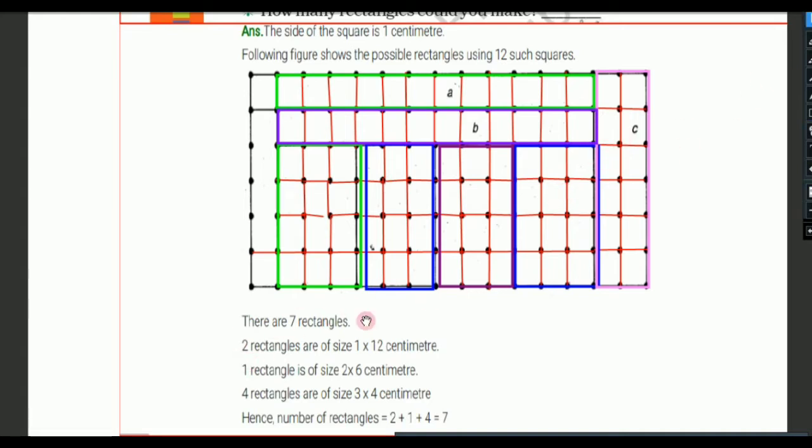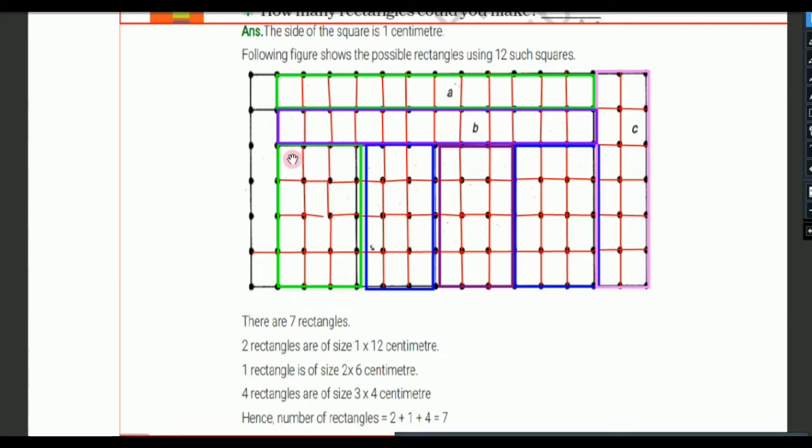So there are 7 rectangles. 2 rectangles are of size 1 by 12 centimeter, that is these 2 rectangles. And then one rectangle is of size 2 by 6 centimeter. That rectangle is here, 2 by 6, 1, 2, 3, 4, 5, 6. So 2 by 6 of this rectangle. And then 4 rectangles are of size 3 by 4 centimeter.